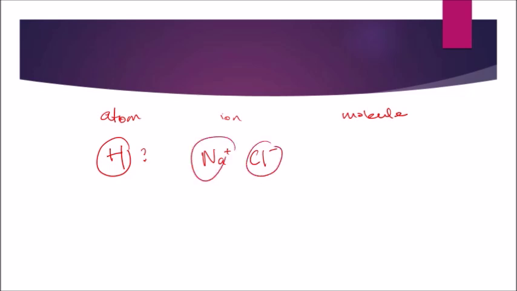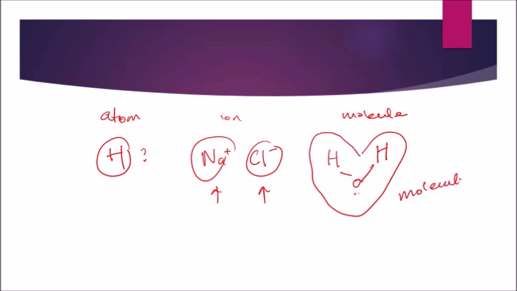Before we start, I would like to make clear the difference between atom, ions, and molecule. Beforehand, can you please tell me, is hydrogen an atom, ion, or molecule? It should be an atom. When you have Na plus, Cl minus, those are ions. And if you have water, H2O, you have a lone pair, and this is a water molecule. This is what you call a molecule, a combination of different atoms.